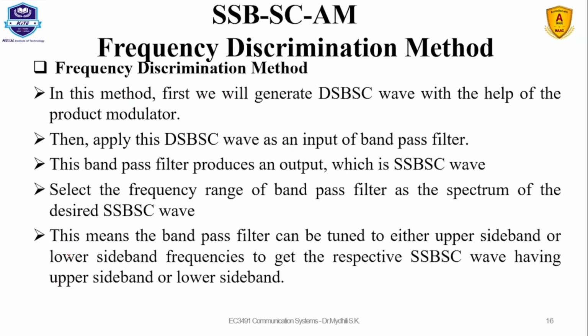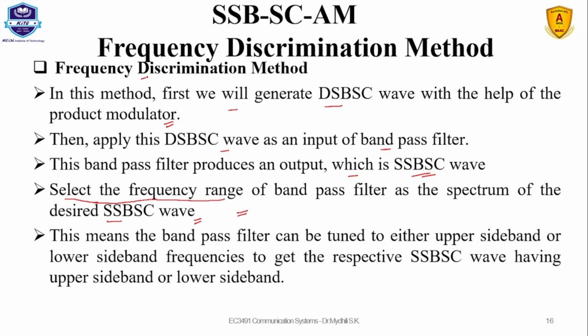So the first one is the frequency discrimination method. In this method, we will first generate a double sideband suppressed carrier AM with the help of a product modulator, as the mathematical equation also shows. Then this double sideband suppressed carrier AM wave is applied as an input to the filter, which suppresses the unwanted signals, and this band pass filter produces the output which will be exactly the single sideband suppressed carrier AM that is required. So it will be selecting the frequency range of the band pass filter as the spectrum of the desired SSB wave is required.